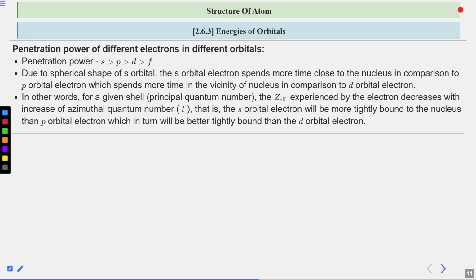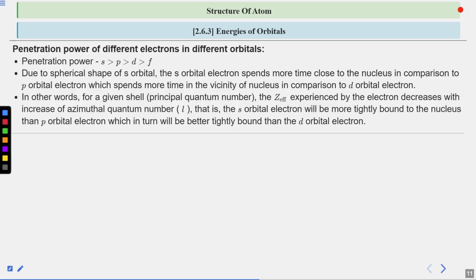Now, last thing. We have seen that if you consider the same shell, the s orbital has the least energy. For example, if you compare 3s, 3p and 3d, you can see very clearly that 3s has the minimum energy, then 3p, then 3d. So why does 3s have the minimum energy? What is the reason behind it? It's important to understand.